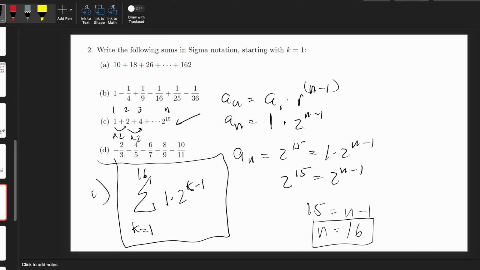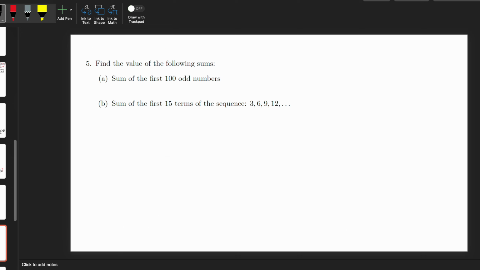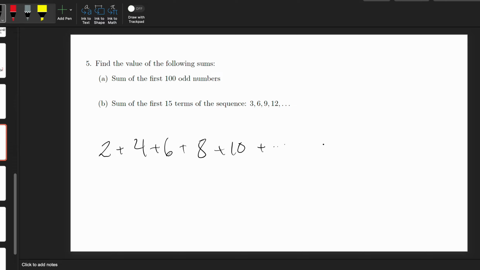Great. Okay, so now we're going to learn two handy-dandy formulas, and let me give those to you now. So let's say I wanted to add up 2 plus 4 plus 6 plus 8 plus 10 plus all the way up to 102. How would I do this?